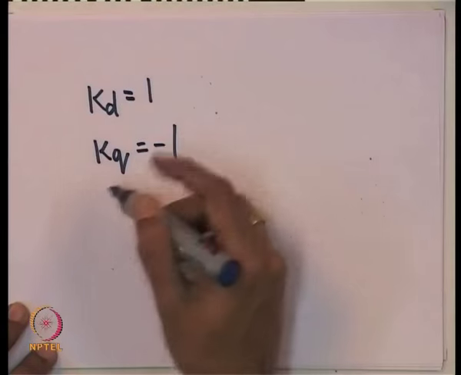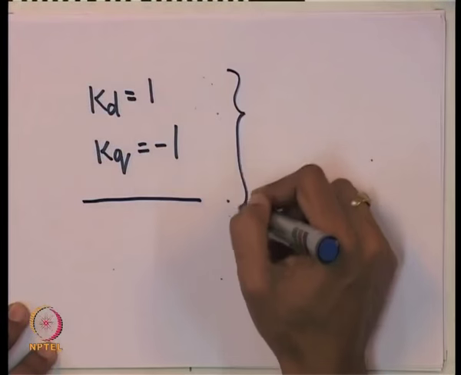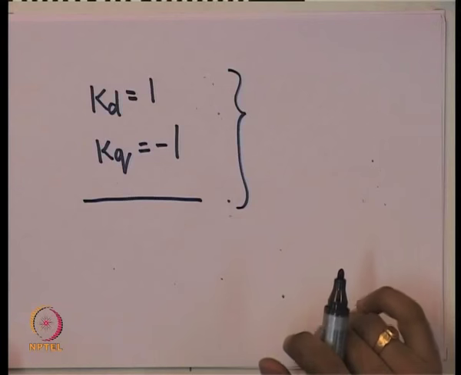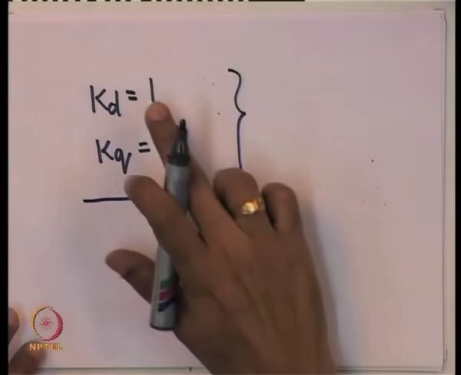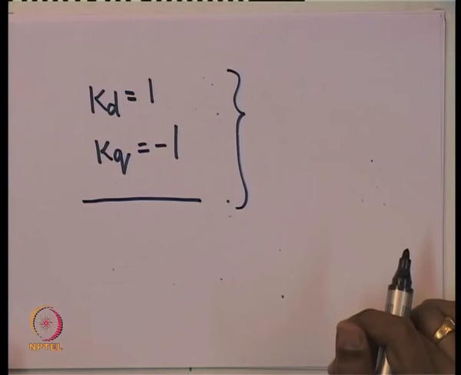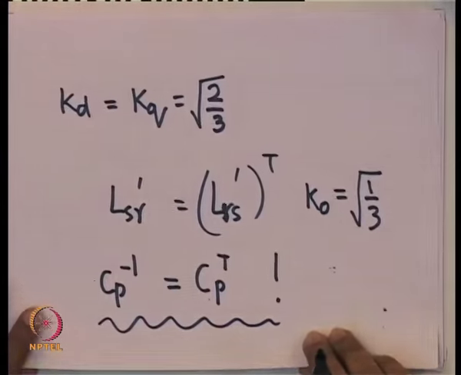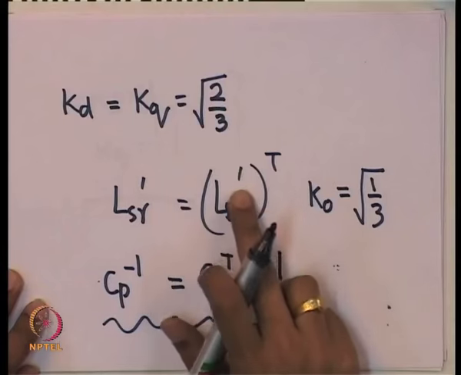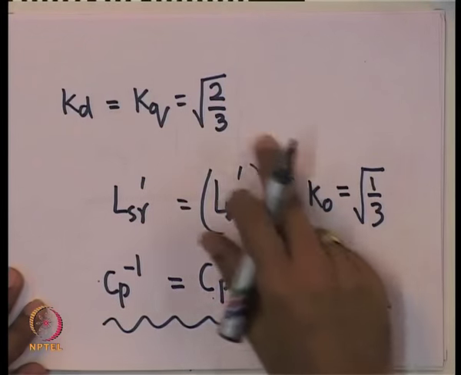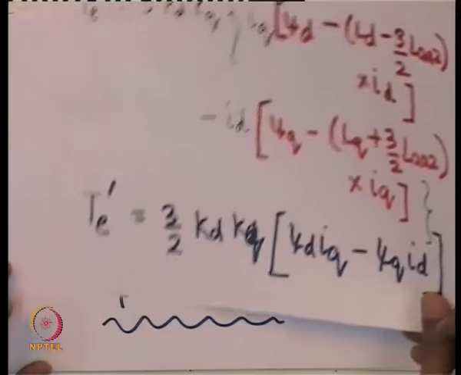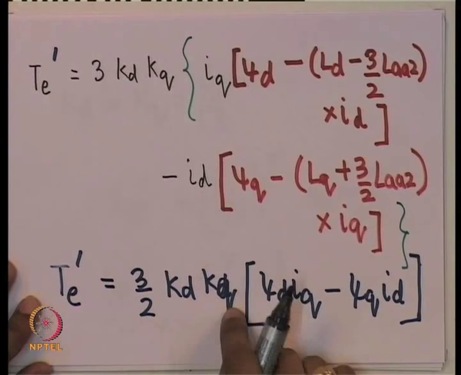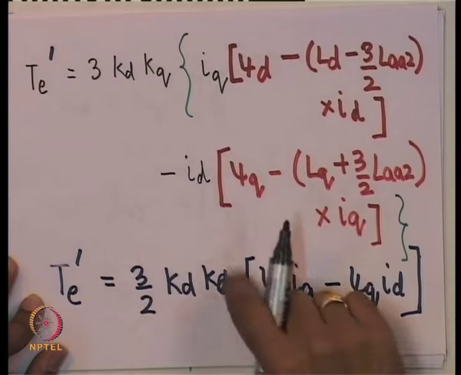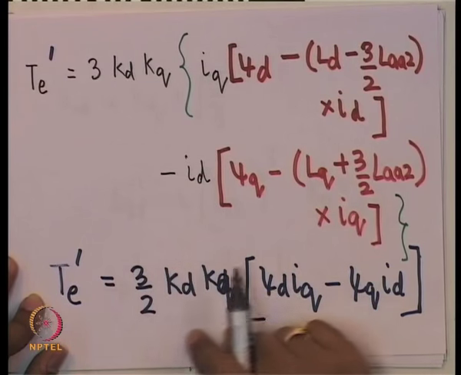So, just remember again that many industry papers as well as books by Kundur and many other books follow the convention k d is equal to 1 and k q is equal to minus 1. In this particular course, I shall follow Padiyar's convention, or actually the IEEE convention, which is k d is equal to k q is equal to root 2 by 3, because it gets us some benefits. In fact, you will notice that in this torque expression, if I choose k d and k q as root 2 by 3, this whole coefficient becomes equal to 1.